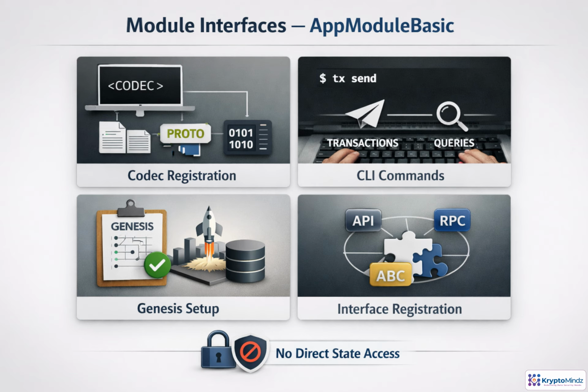AppModuleBasic is the module's setup-facing interface. It handles what the application needs before runtime wiring exists: registering codecs and interfaces, exposing transaction and query CLI commands, and providing default Genesis plus validation. The main idea is that this layer describes how the module is understood and accessed, not how it mutates state. Because it usually has no keepers and no direct store access, it stays lightweight, reusable, and safe during early app construction.